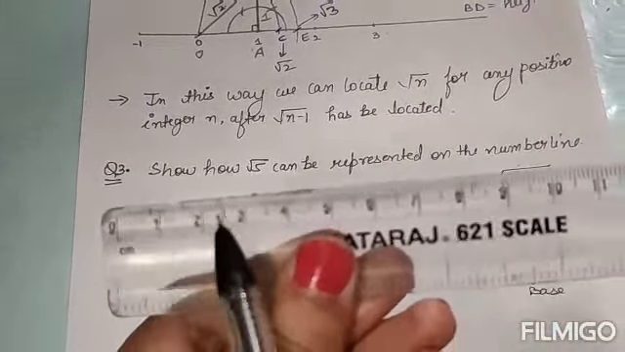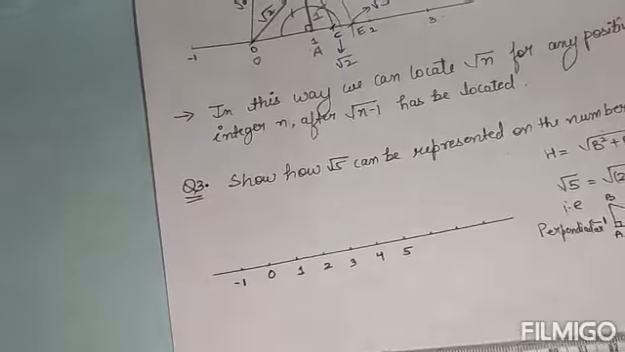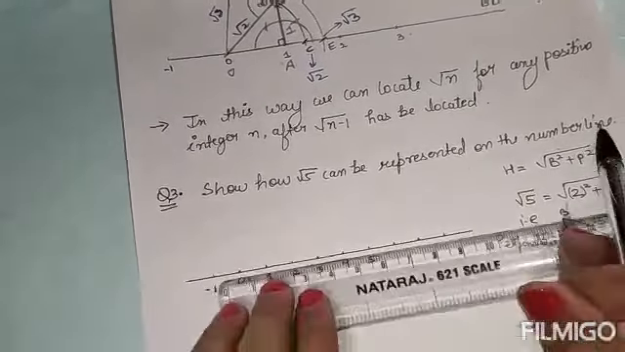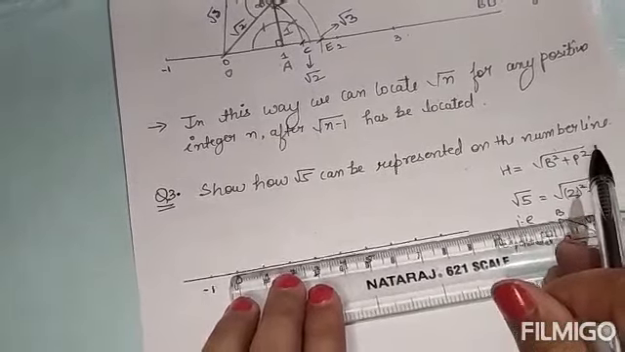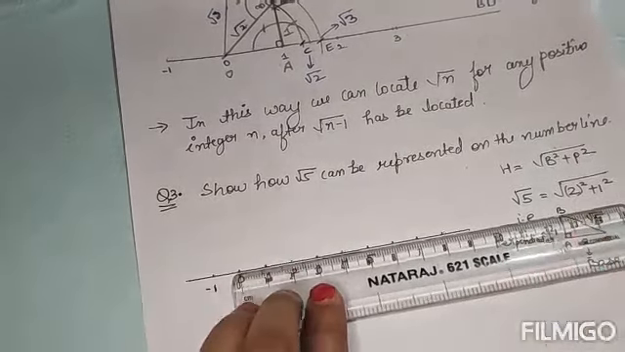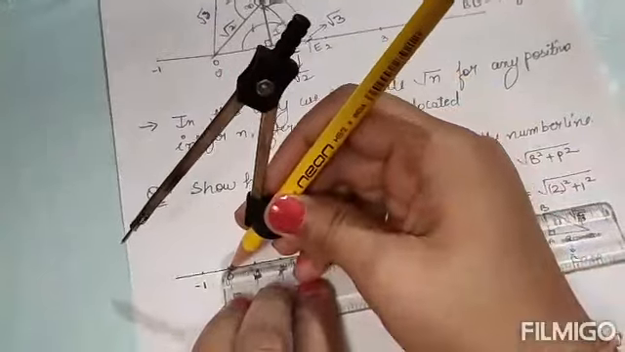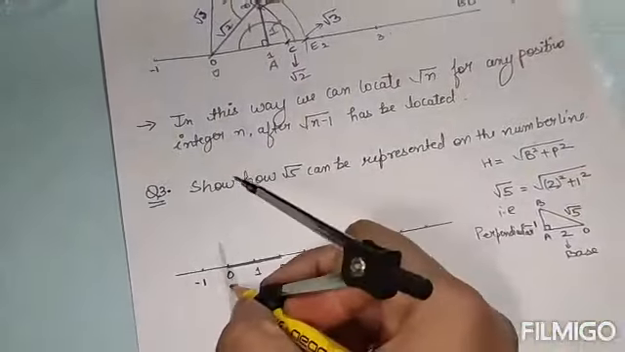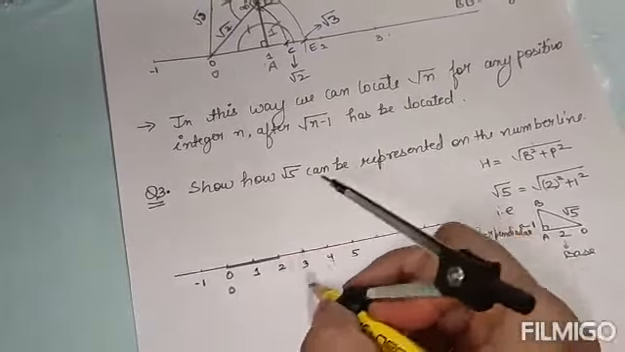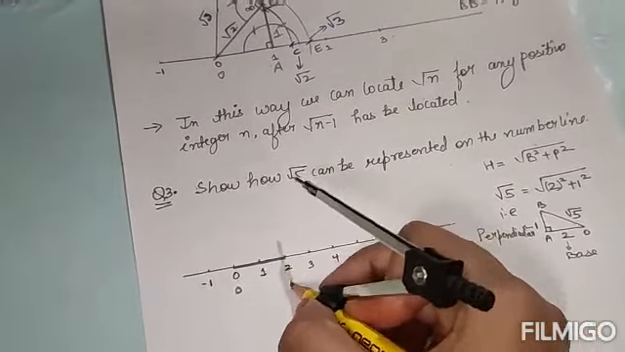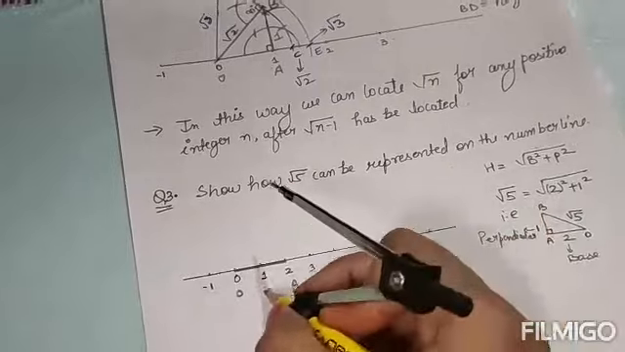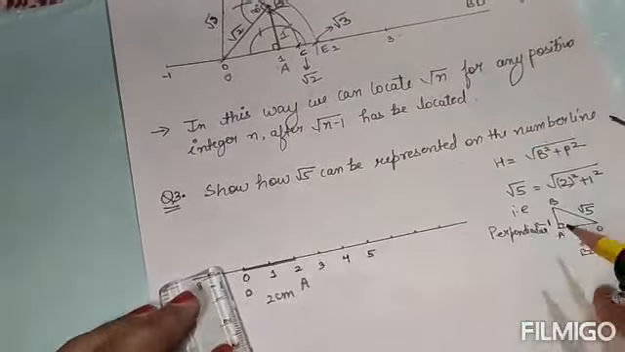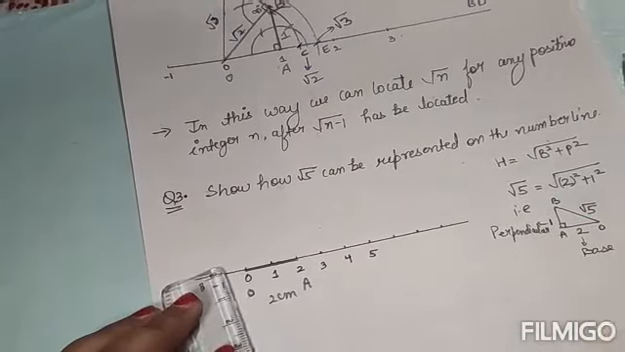Firstly, we have to draw a base. Look, base is of 2 centimeter. So look, this is 0, 1, 2. This is of 2 centimeter. As you can see, name it OA, 2 centimeter. Got it? Now we have to draw perpendicular of length 1.